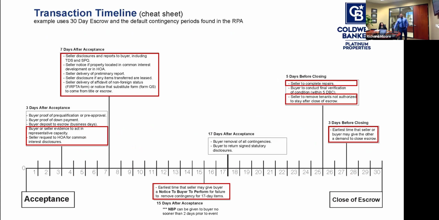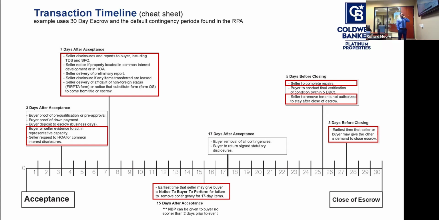And then finally, here's the transaction timeline. I know you guys love this thing. I love talking about it too. So remember, day 0 is acceptance. If my seller accepts an offer and I email out the accepted offer to the buy side today, then today is day 0, the acceptance date, and tomorrow would be day 1.